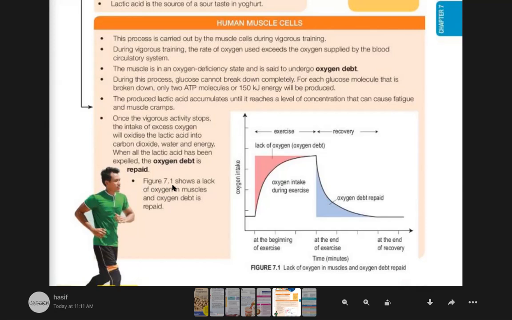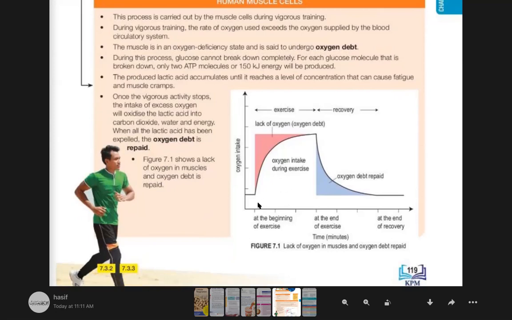Figure 7.1 show a lack of oxygen in the muscle and oxygen debt is repaid. Ni awak tengok, so ni in the beginning of exercise. In the beginning of exercise, awak tengok the oxygen intake dia naik. Sebab apa? Kenapa oxygen intake increase? Sebab bila awak nak exercise, awak kena ada energy. In order to have energy, awak kena ada oxygen.